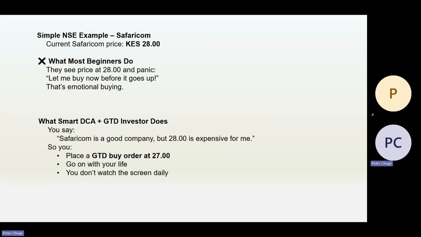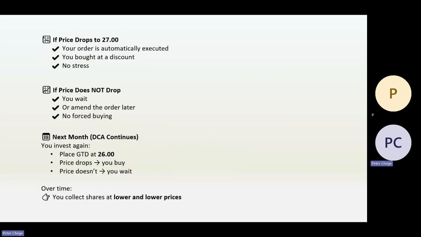And just remember, in the previous one, we said you have made your price down. So if price goes to 27, the order automatically executes. And remember, you are not buying everything. You have just put a small order. So you buy Safaricom at a discount, no stress.